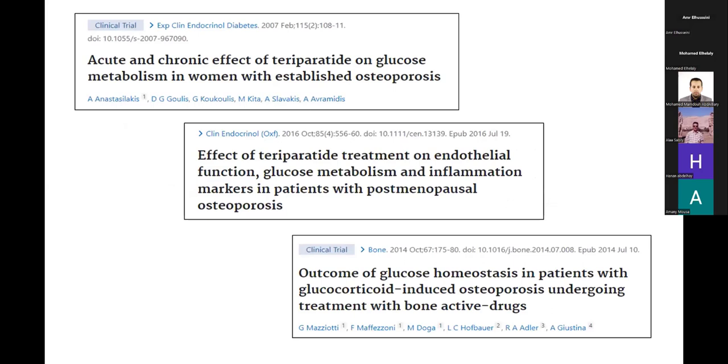Their effect on blood glucose is variable from study to study. In one study, it was shown to increase blood glucose, but it's lower with chronic use, maybe after 6 months. In other studies, it was found to be neutral on blood glucose. And in this study, it was found to have a benefit on glucose homeostasis and glucocorticoid-induced osteoporosis.